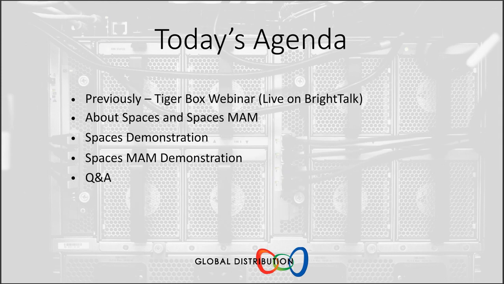I'm going to recap a little bit about what we talked about a couple of weeks ago on the Tiger Box and how that works. We're then going to move on to talk about Spaces and Spaces MAM. Then Georgi is going to give us a demonstration of the Spaces product. And then we're going to hand over to Ivan, and he's going to have a chat through with us about the Spaces MAM product, give us a demo, and show you the value add that that product can bring to your workflow.